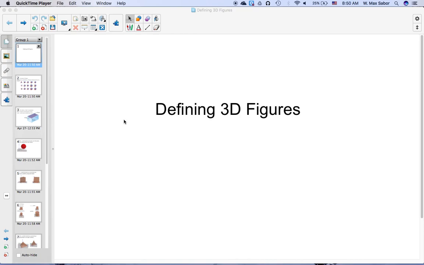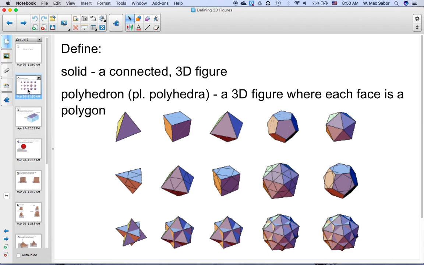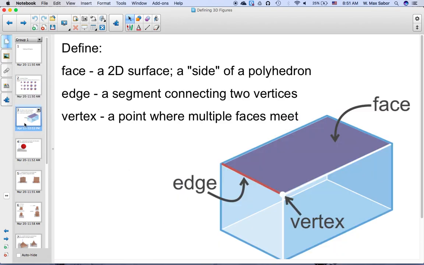Defining three-dimensional figures. A three-dimensional figure is a connected solid, and polyhedra. Most solids that we're going to talk about are polyhedra. The singular is polyhedron. It's a 3D figure where each face is a polygon. So you see a bunch of polyhedra below. Each of the faces is a polygon.